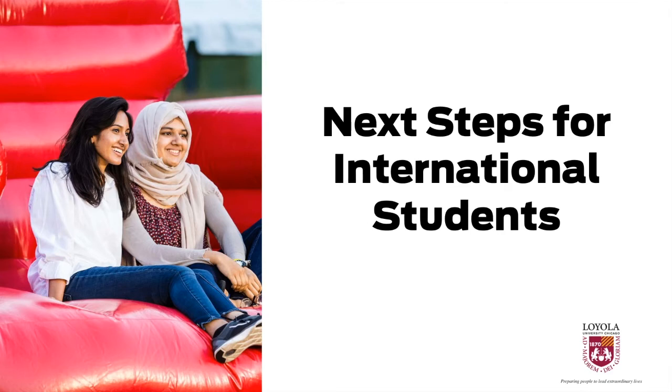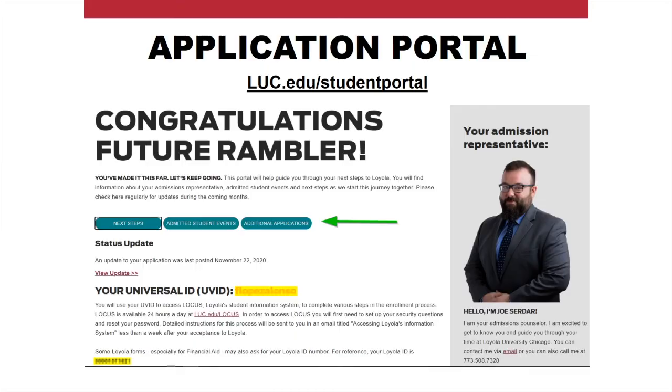First, we're going to be talking a little bit about your student portal. You should have received an email about setting up your student portal when you first applied to Loyola. When you log into your student portal, this is the page you're going to see. You'll notice 3 tabs at the top that you will want to pay attention to. First is Next Steps, where you will see information about additional steps you will need to take, such as submitting your enrollment deposit and eventually the housing contract and placement tests.